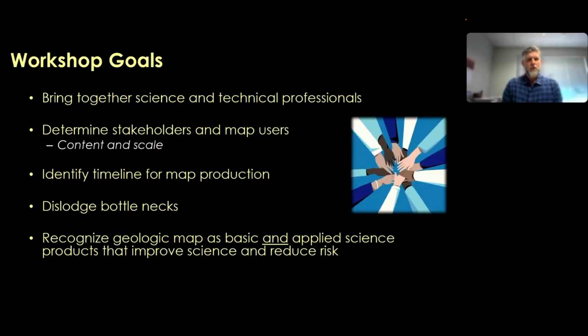So the goals of this workshop, obviously, bring together the science and technical professionals, determine who the stakeholders and the map users are. We'll get back to that whole thing about content and scale. We want to identify a timeline for map production, start assessing the bottlenecks for the production of these maps and start to dislodge them. And then recognize that geologic maps are basic and applied science products that improve science and reduce risk. And this is going to be important moving forward. Next slide.